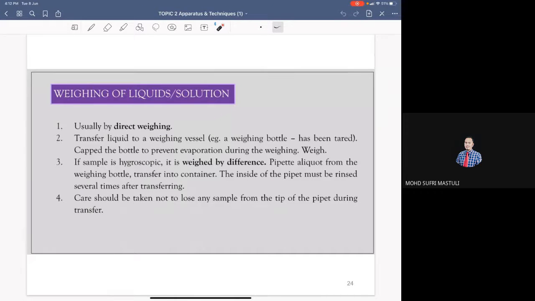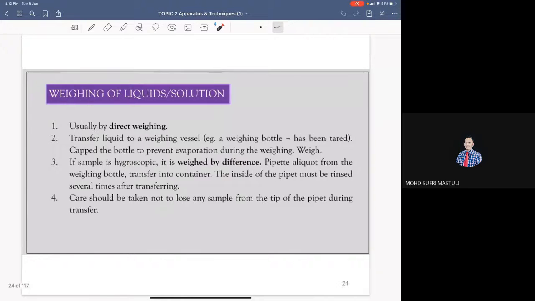So this one also is similar to the previous slide. You can read it: weighing of liquid and solution.